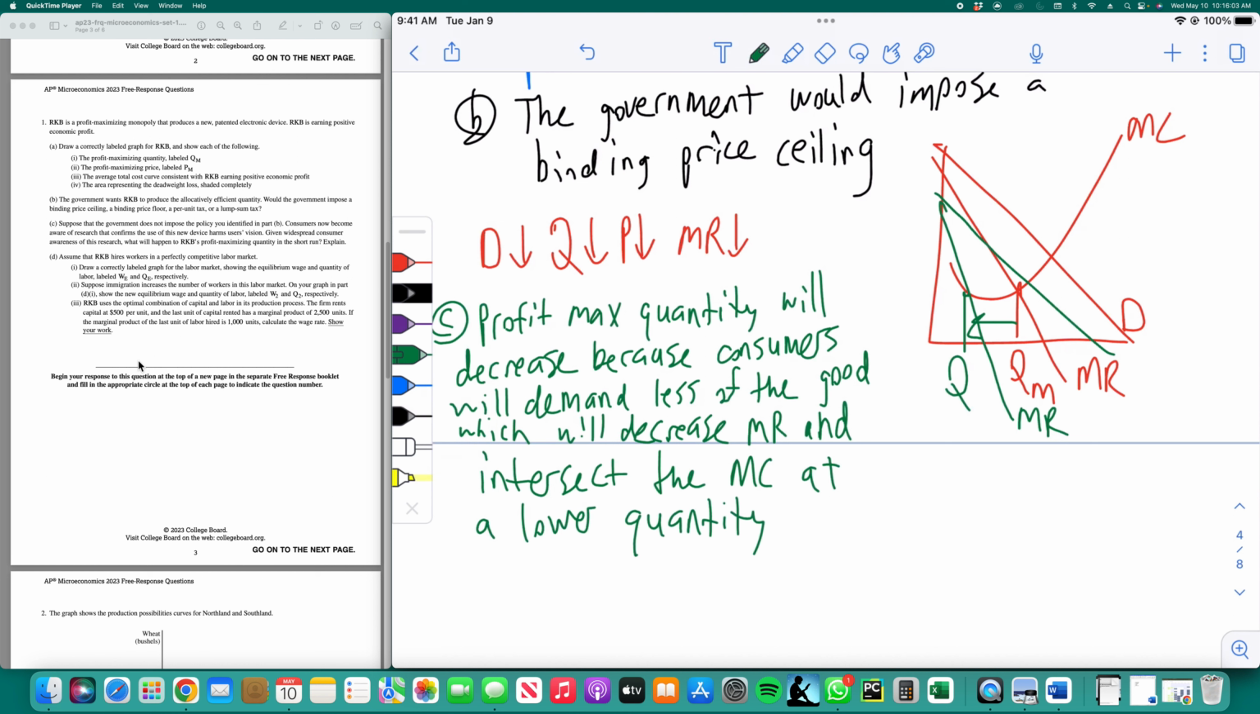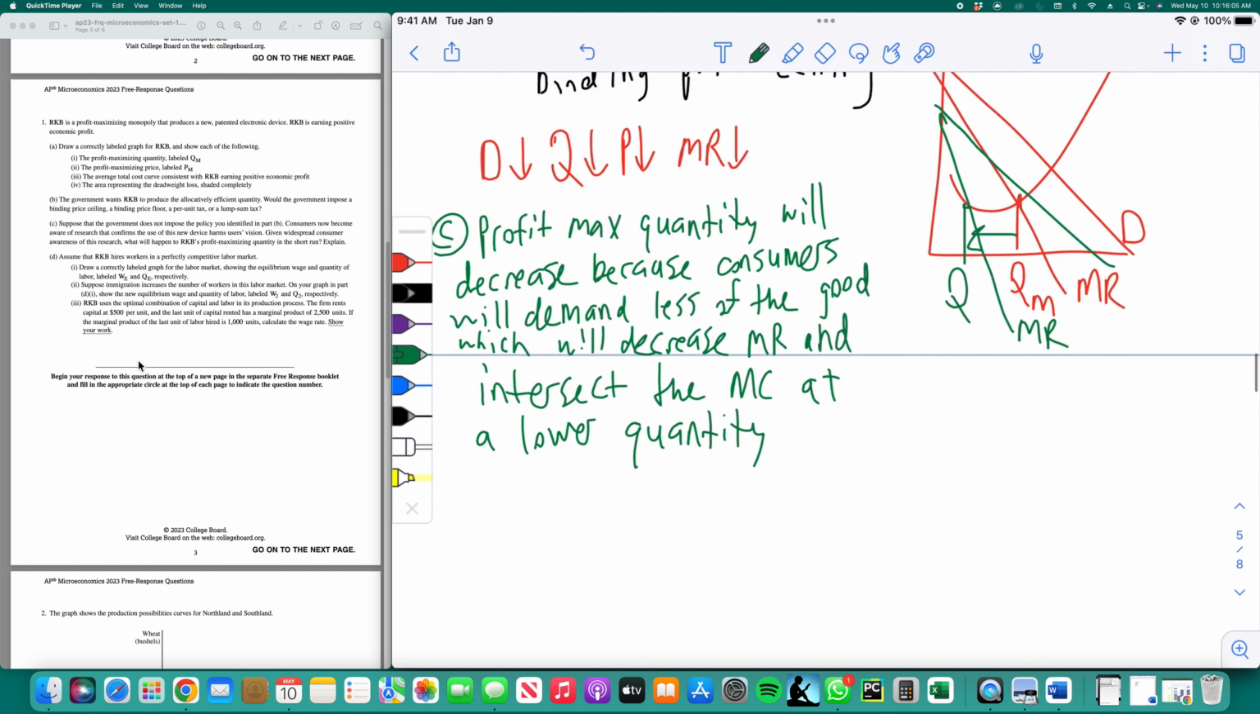Okay? That's part C. Part D. Assume that RKB hires workers in a perfectly competitive labor market. Draw a labeled graph of the labor market showing the equilibrium wage and quantity of labor, WE, QE.